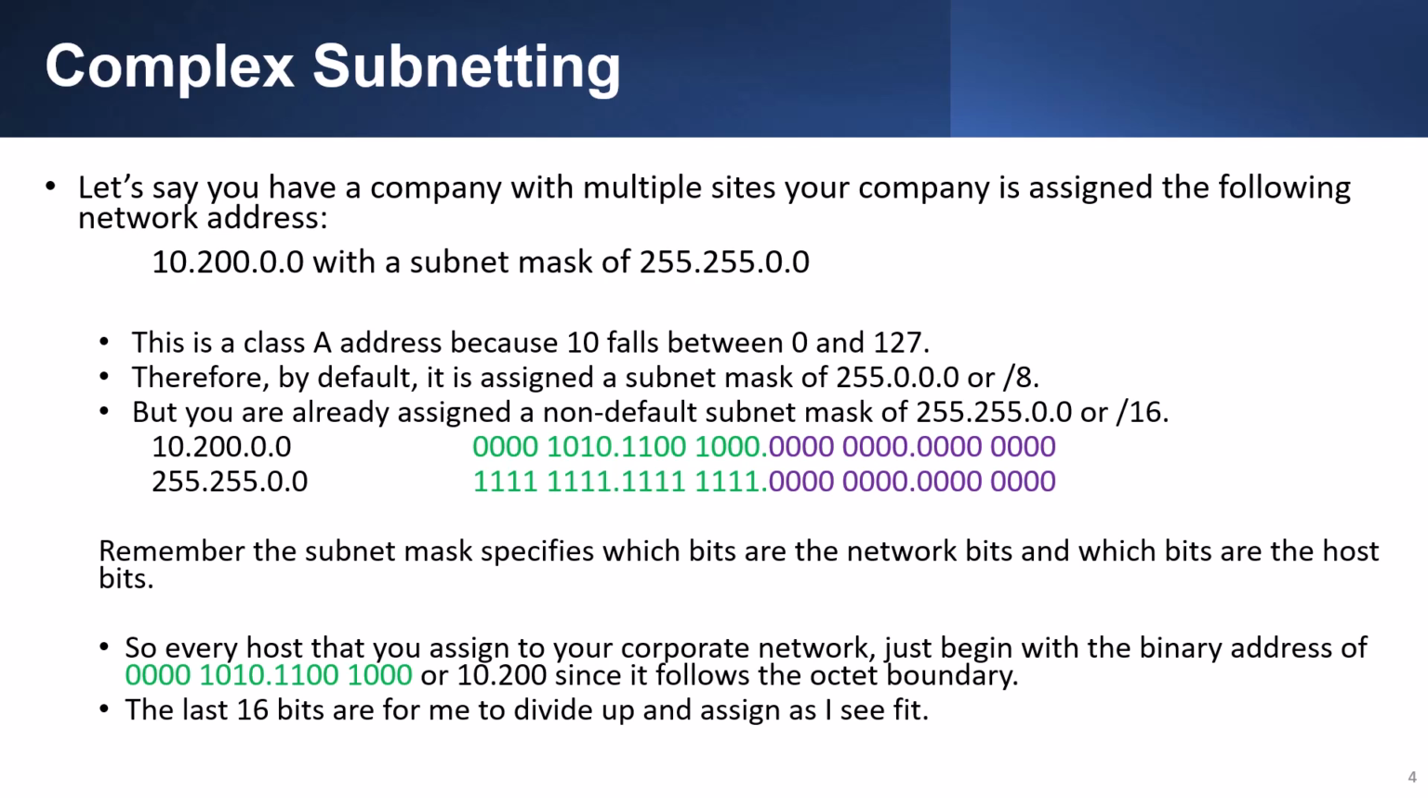But you're already assigned a non-default subnet mask of 255.255.0.0 or /16 as shown on the screen. As you recall, the subnet mask specifies which bits are the network bits and which bits are the host bits. So every host that you assign to your corporate network just begins with the binary address of 00001010.11001000, or 10.200, since it follows the octet boundaries. The last 16 bits are for me to divide up and assign as I see fit.